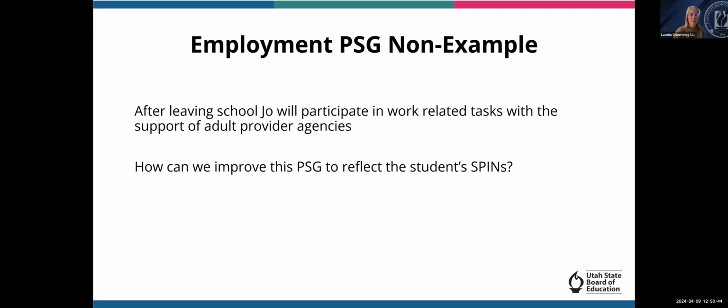And these are actual ones from IEPs in school districts that I work with. After leaving school, Joe will participate in work-related tasks with the supportive adult provider agencies. So this was a goal on an IEP transition plan, but it really doesn't tell you much, right? Like, she's going to participate in work-related tasks. What does that mean? It really doesn't say what area of interest or employment she is going to be doing after. So how do we improve that?